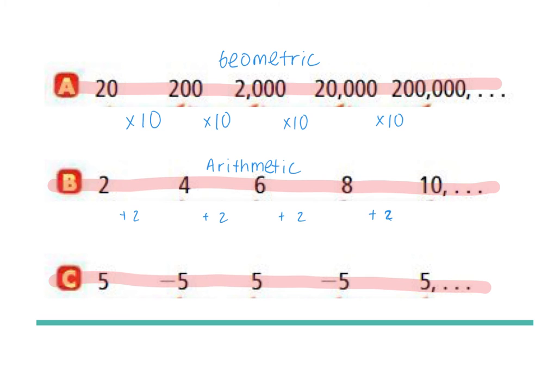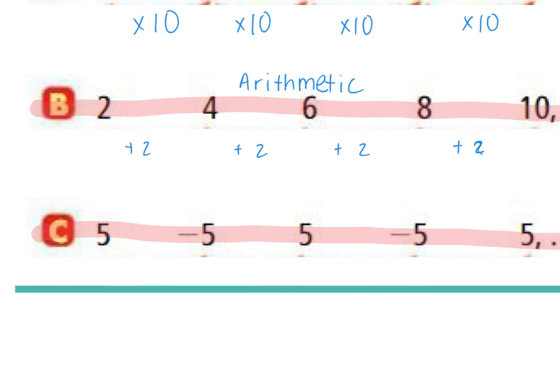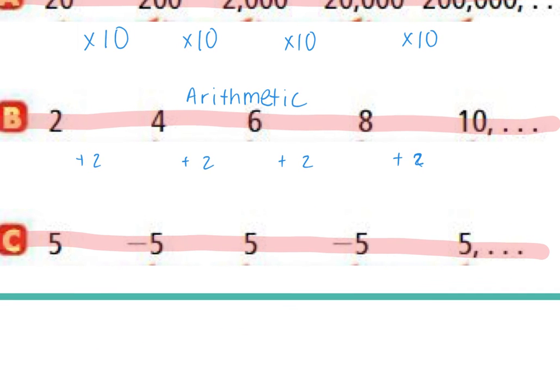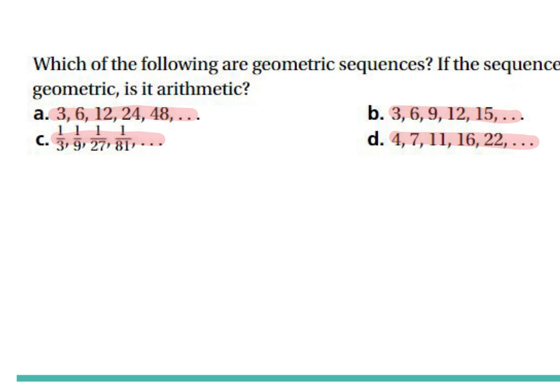Whenever you see it alternating from a positive to a negative, back to a positive, back to a negative, you know you're multiplying by a negative number. In this case, our number stays the same, so we're just multiplying by negative 1. It's geometric. Very good. Okay? Geometric. Geometric or not geometric?